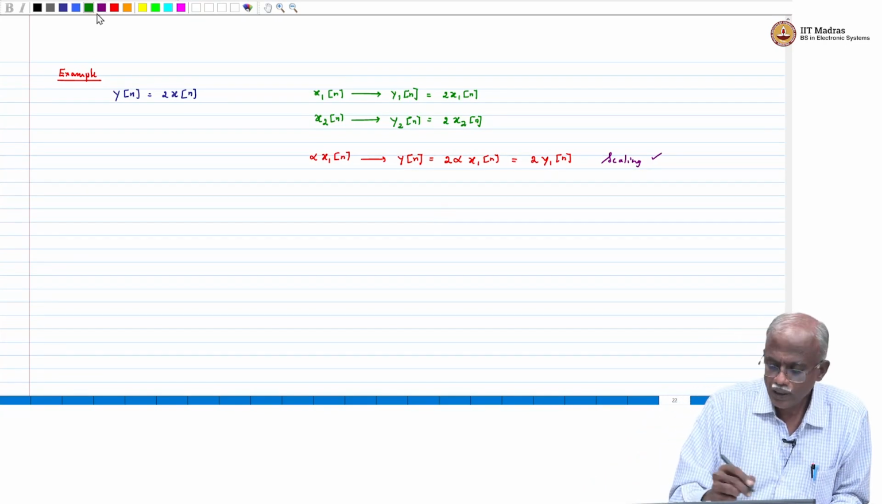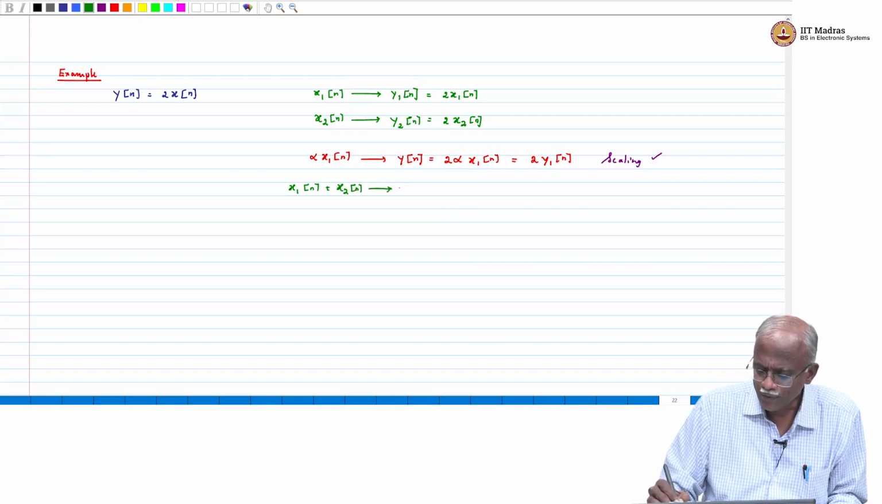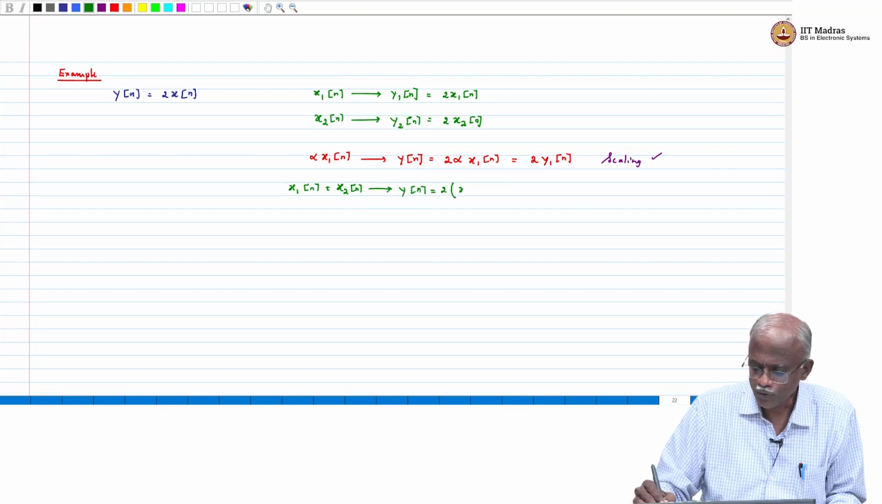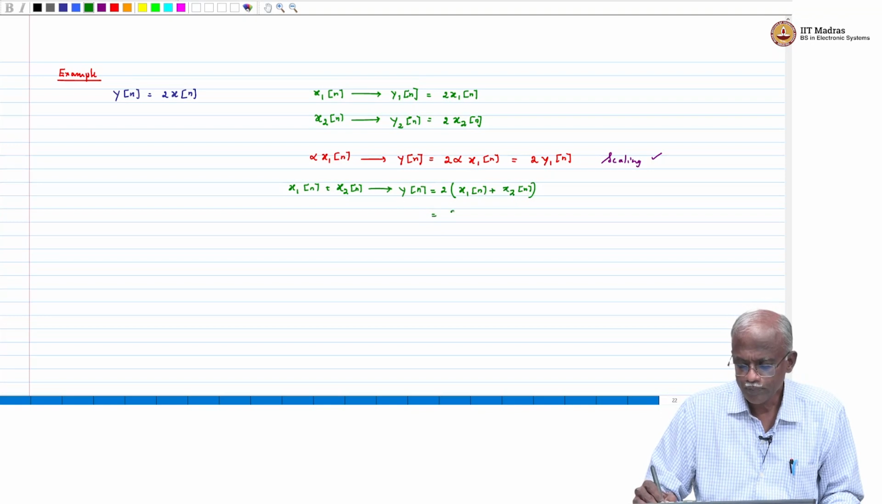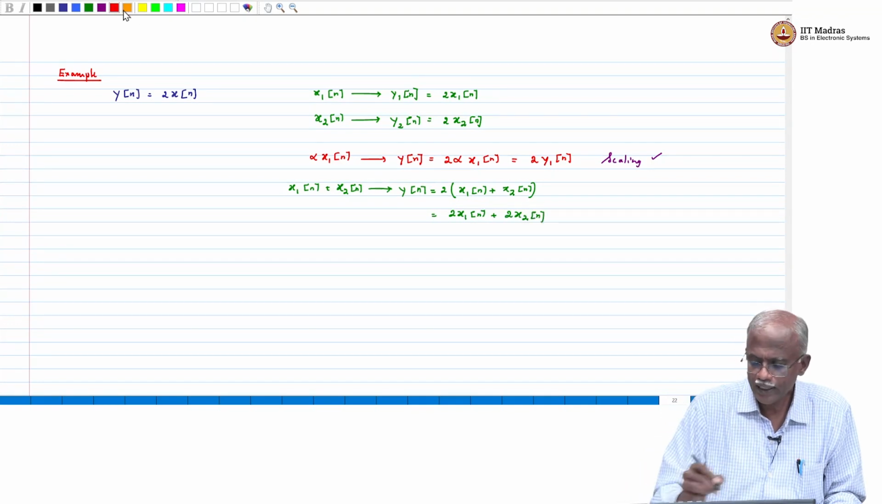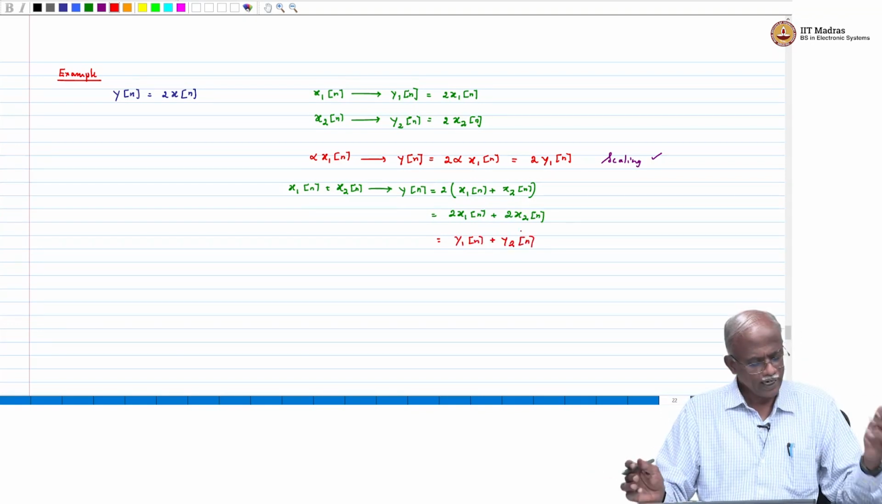Addition. If I do x1 of n plus x2 of n, what will my system do? It will take my input and then multiply it by a factor of 2. So, 2 times x1 of n plus x2 of n. Expand this, 2 times x1 of n plus 2 times x2 of n, which is the same as y1 of n plus y2 of n. And you can also do scaling and other things.